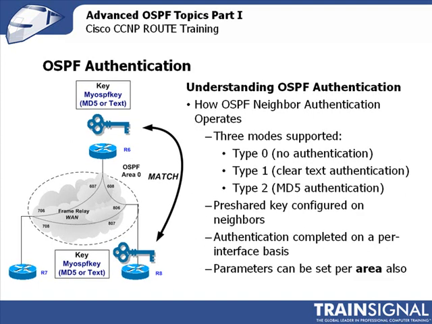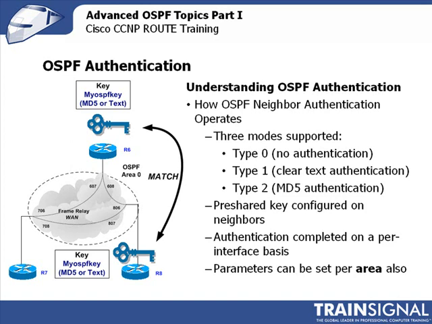So how does OSPF neighbor authentication actually operate? Well, there are three modes: Type 0, Type 1, and Type 2. Type 0 is essentially no authentication, and it's the default. You don't have to configure neighbor authentication. Type 1 is where authentication is actually being done, but it's sent in clear text. And Type 2 is where the MD5 hash is all that's being sent. It requires configuration of a pre-shared key on all neighbors.